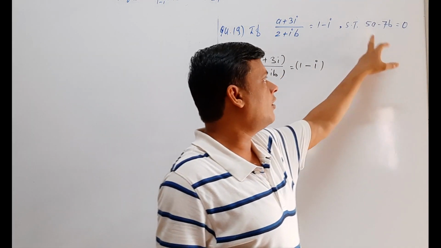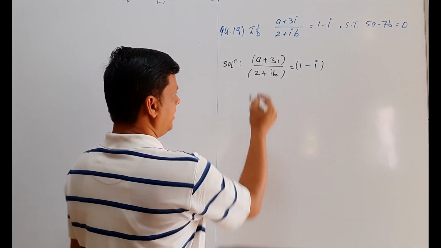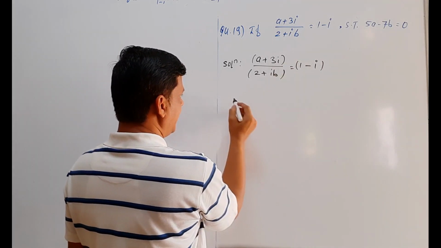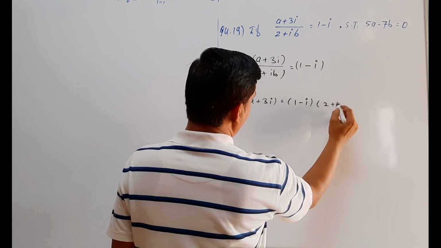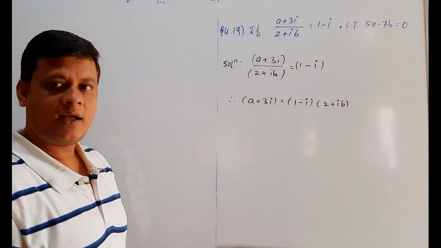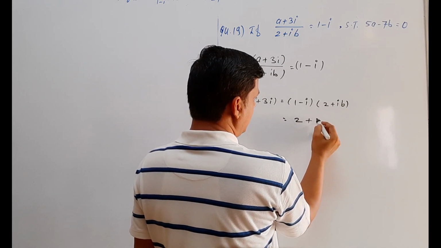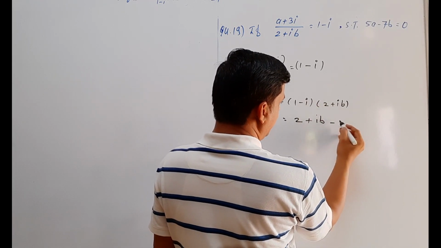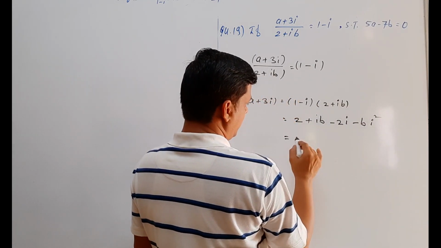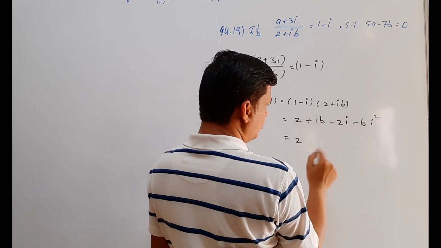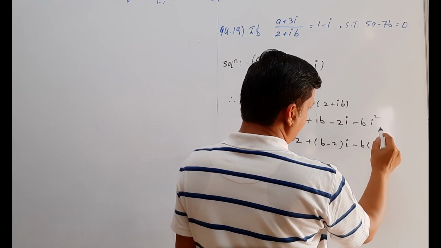That means we have to find the value of a and b, or directly the value of 5a and 7b. So first we find the value of a and b. For that we transfer this denominator to the right hand side. Therefore a + 3i = (1 - i)(2 + ib). So multiply the RHS first. 1 into 2 we get 2, 1 into ib we get ib, multiplied by -i we get -2i, plus minus minus b into i square. So write here 2 plus, taking i common from these two, we write plus (b - 2) into i, minus b into i square, replace i square by minus 1.